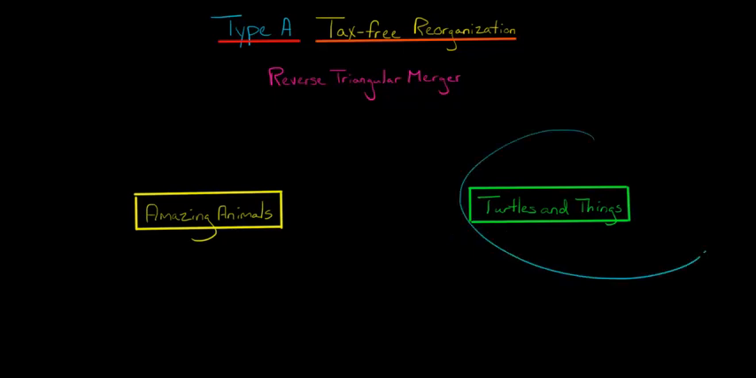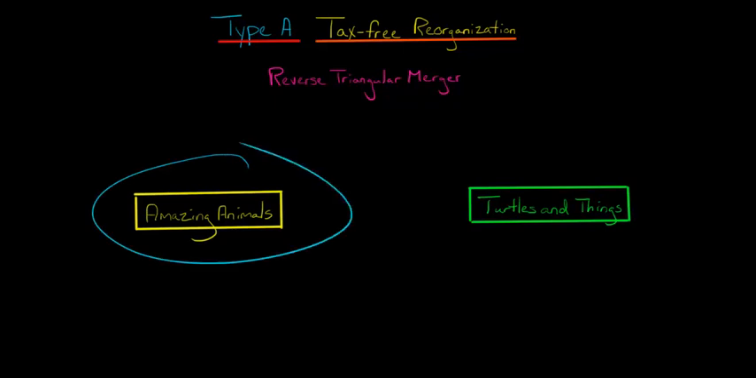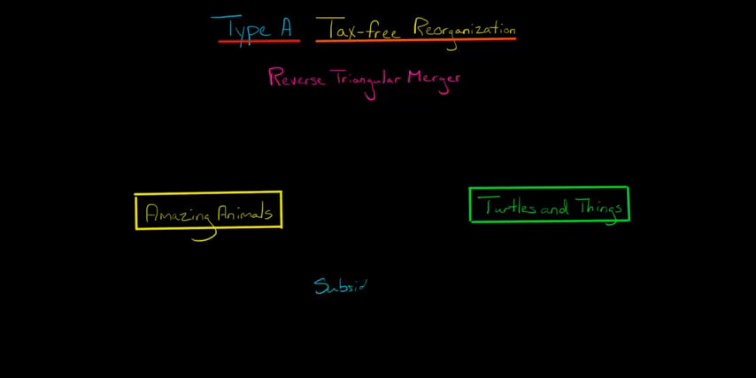So you want to acquire this company, but maybe they have a lot of liabilities or contingent liabilities that you don't want any part of. You don't want them to be part of your organization. So what you do is you say, okay, well, I've got an idea. You've got a subsidiary of Amazing Animals. Let's say that the subsidiary is called Animal Heaven.